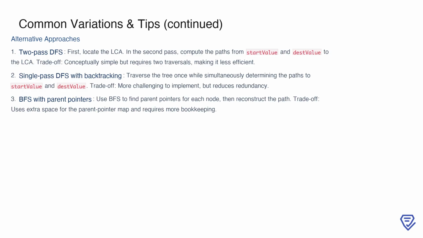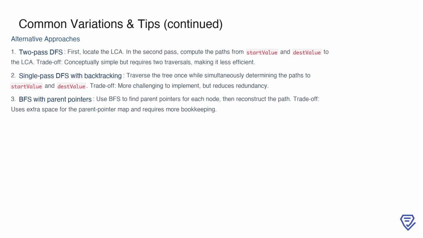One option is the two-pass DFS method. In the first pass, you identify the LCA of the two nodes. Then, in a second pass, you compute the paths from the starting node and the destination node to the LCA. This approach is conceptually simple and straightforward to implement, but because it requires traversing the tree twice, it's less efficient. Another method is a single-pass DFS with backtracking.